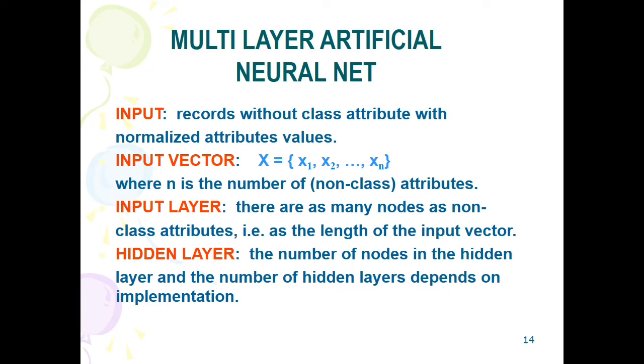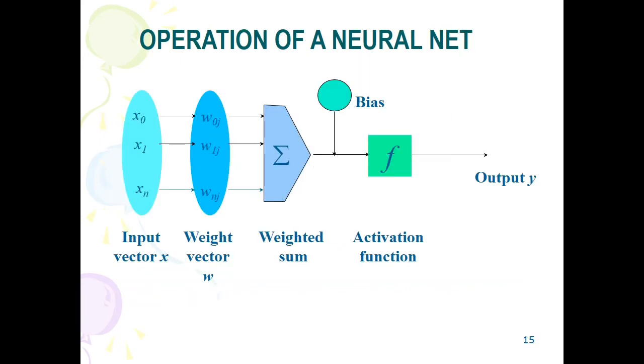And the hidden layer: the number of nodes in the hidden layer, and the number of hidden layers, depend upon the implementation. So it depends upon the nodes and also on what kind of structure will be required for the neural network. This operation involves the input vector, the weight vector and the weighted sum with the activation function. Here the bias, represented as b, is added to the input, and the activation function determines the output y.